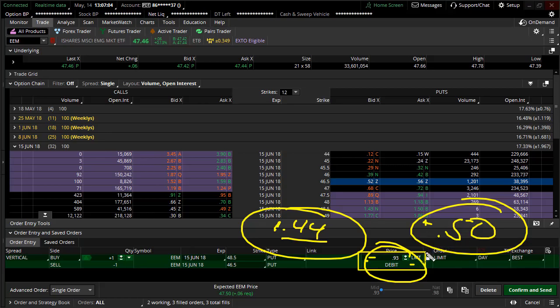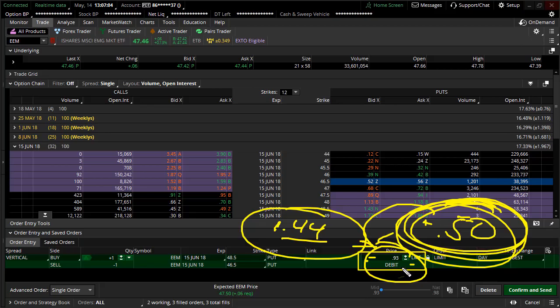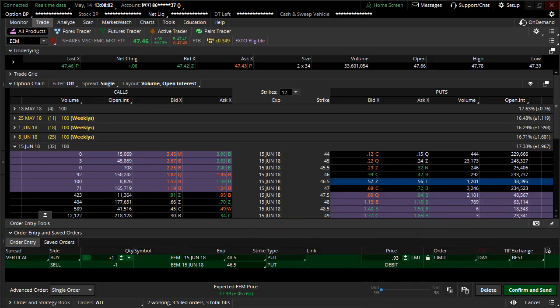And the answer lies in the fact that the probability of making the 50 cents, and this is where people don't really get probability of touching, but then there's probability of what we term profitability. And in this case, the probability of profitability is substantially higher. So the probability of making the 50 cents is substantially higher than losing the 93 cents. Hence why we consider these in-out spreads one of the mainstays of the strategies that we use.